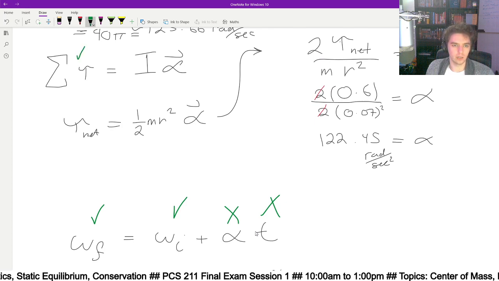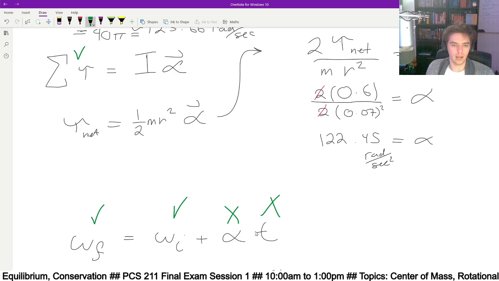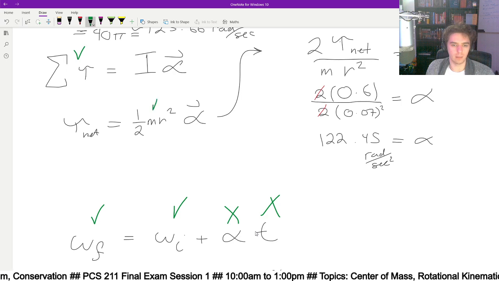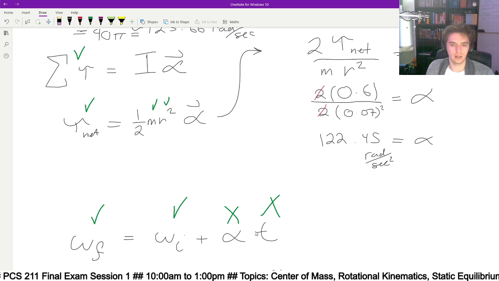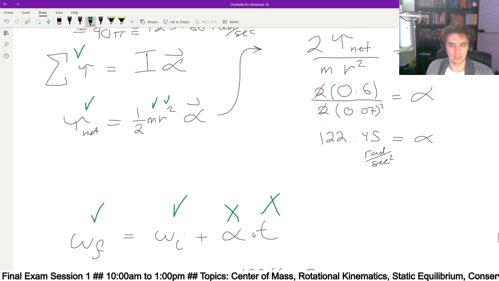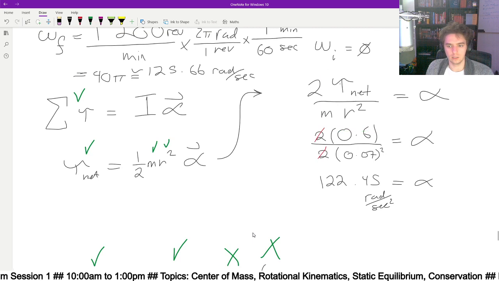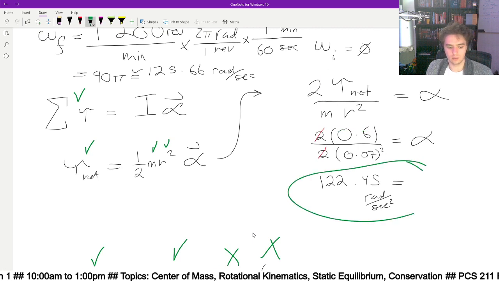I know the net torque. The inertia is 1/2 mr squared, and I know m and I know r. So I know all these things, and I can just rearrange for alpha. I did that here. Solved for alpha.